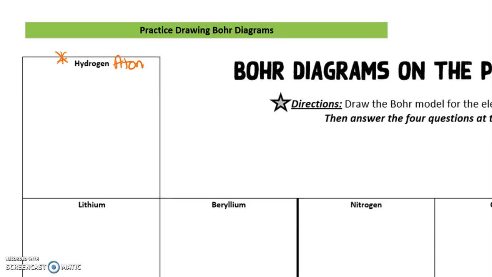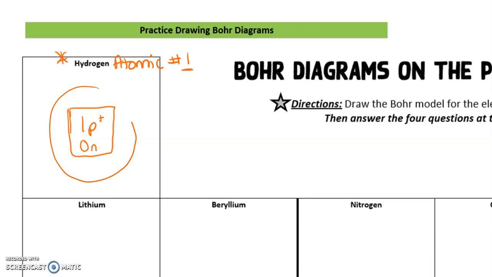Hydrogen has an atomic number of 1, meaning that we have 1 proton. And its mass is 1.00, meaning that it really doesn't have any neutrons. So I'm going to put 0N as my nucleus. I'll box off my nucleus. And then because its atomic number is 1, it means it has 1 electron. So I'm going to draw 1 ring with 1 electron on it. And that would be all I would do for my Bohr model of hydrogen.